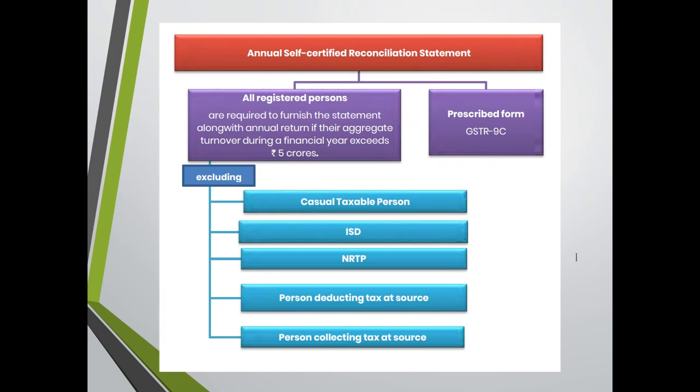Everybody, kindly type these threshold limits for 9 as well as 9C. Threshold limit only. Please type in this way: less than 2 crore, no 9, no 9C. 2 to 5 crores, 9 applicable, not 9C. More than 5 crores, both 9 and 9C applicable. Everybody, do type.